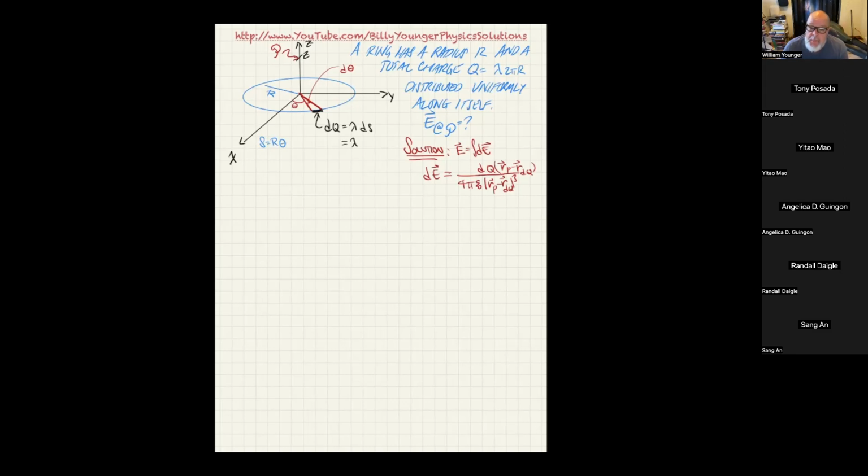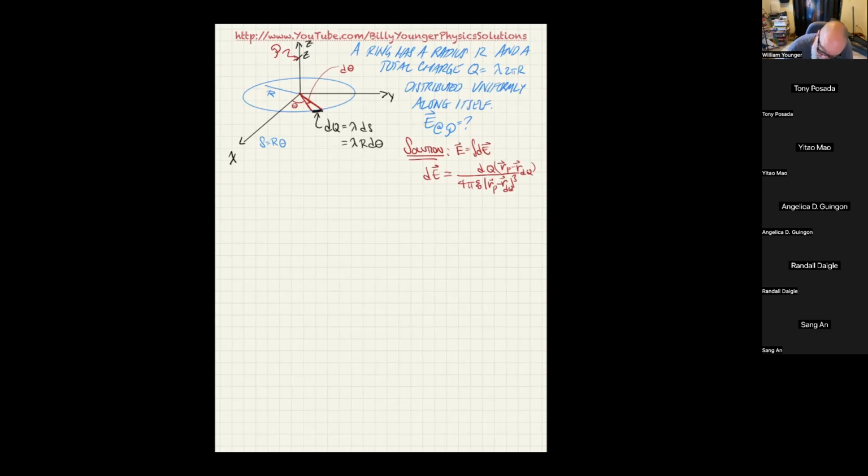Nothing? Okay. Well, if that little bit of arc is ds, then ds is actually equal to r d theta. So I'm going to write it like that. So now we've figured out dq. I need a vector that points to rp.